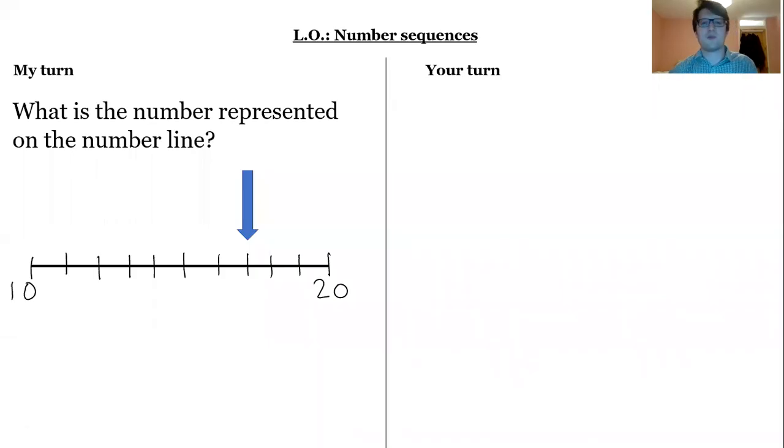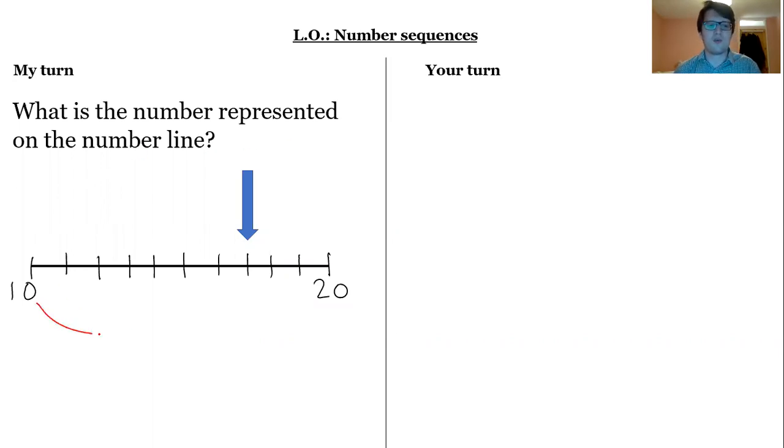Okay, number sequences. We're going to do some work today with number lines because, again, this is an area that people often find a little bit tricky, working out exactly what numbers go into number lines and how to read number lines. So what number is represented here? Well, you might be able to work it out quite quickly because this is a fairly simple number line. But it's really important we have a strategy for approaching this.